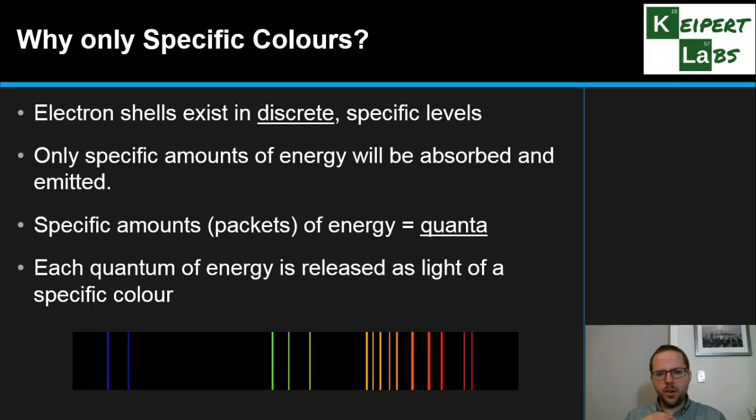Okay, so we see only specific colors that correspond to those gaps, and then we can look at something like this, which is called the line spectrum, and that gives us useful information about what element it is.